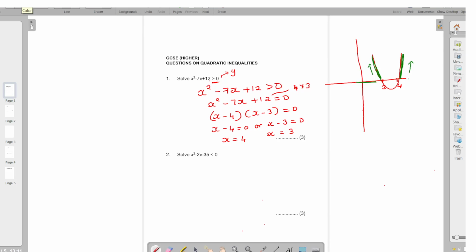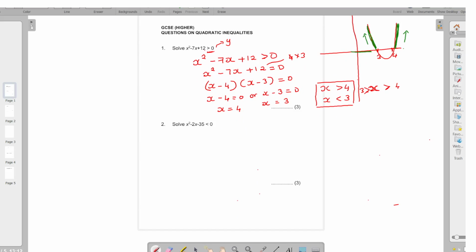We could write x is less than 3 and x is greater than 4. This is what actually satisfies the inequality. You could write it together, if you want to write together, that will be x is greater than 4 but less than 3. You could write it like that as well. Let's look at question 2.